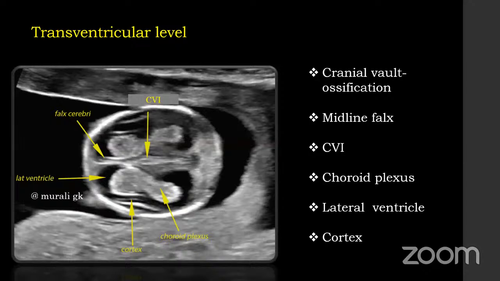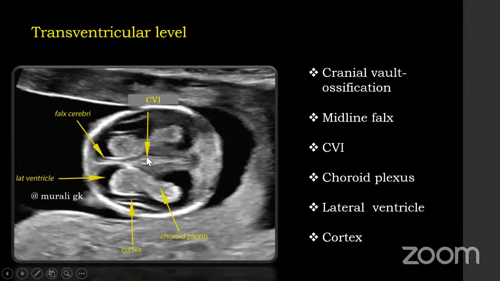The first image what we look for in the first trimester is the transventricular plane. So what we see is intact cranial vault with a complete ossification. Then we look for the midline falx. The lateral aspect of the falx, we see the two ventricles filled up by the choroid plexus. Then a part of the cerebral cortex. Now what I see in the middle is the CVI, or the cavum veli interpositi. Earlier, this was termed as the third ventricle, but we see third ventricle even more down, not at the level of ventricles. So the first section, we look for the intact vault ossification, the midline falx, choroid plexus, the ventricles, cortex, as well as the CVI.